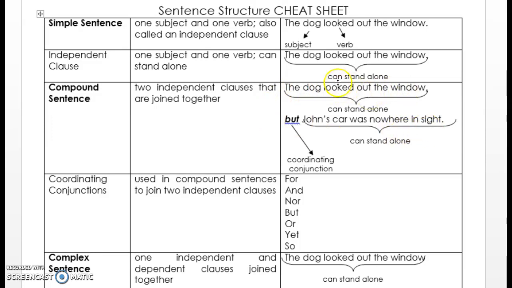So now, if I look at the dog looked out the window, that's a simple sentence on its own. If I take out the word but, John's car was nowhere in sight, is also an independent clause. It's a simple sentence, right? So when I add this coordinating conjunction, the word but, it now creates one compound sentence. Okay, and make sure you add your comma after the end of your first independent clause.